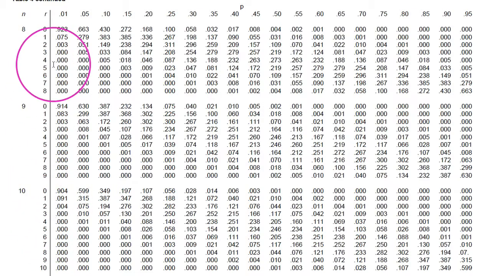And then you'll notice that at the top here it says P. Recall, P represents the probability of getting a success in the first place. They have different increments here, like a 1% probability of success, 5, 10, 15, 20, all the way up to 95% probability of success.